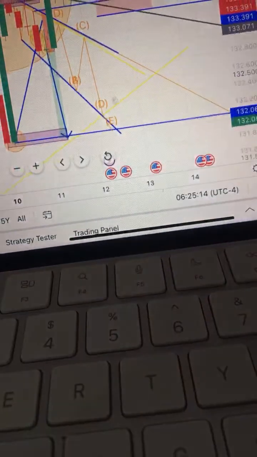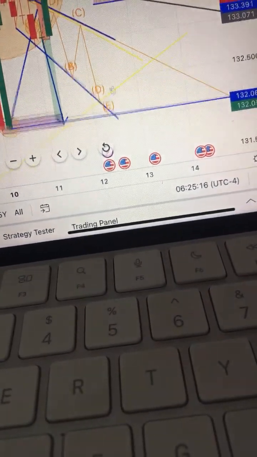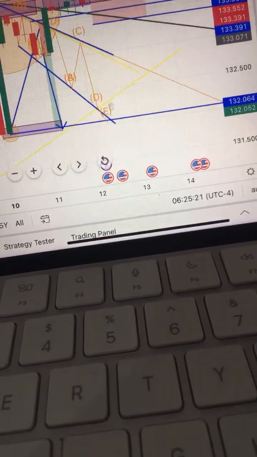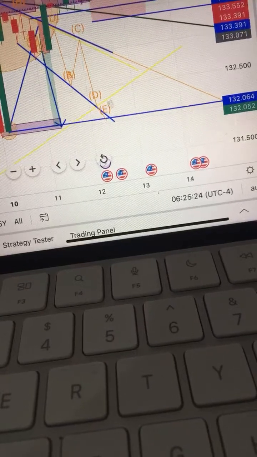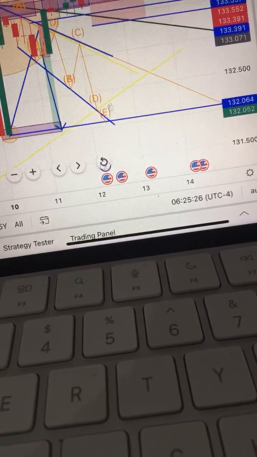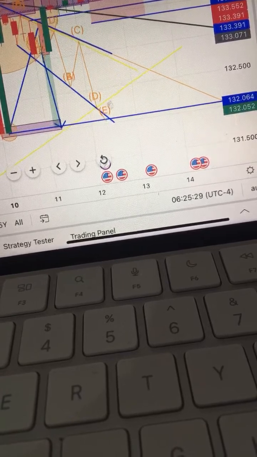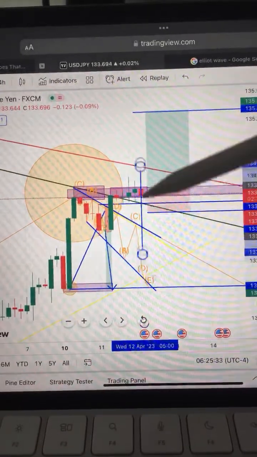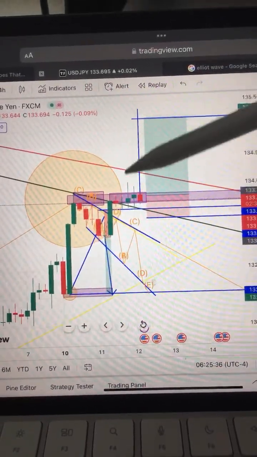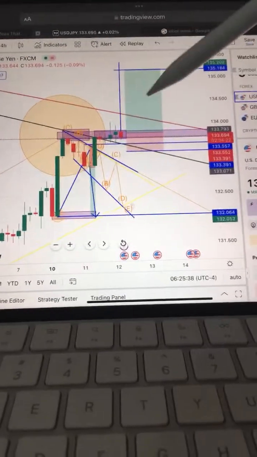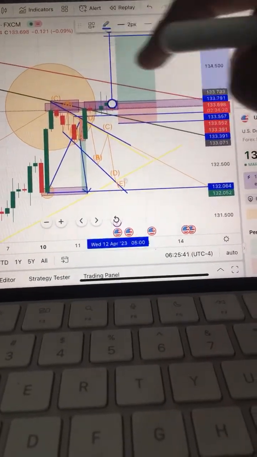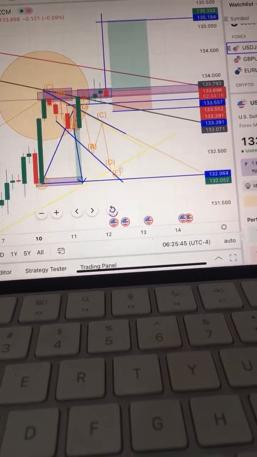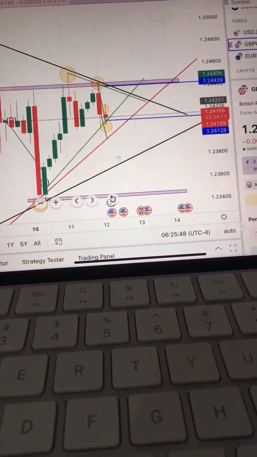Once I'm in profit, I'm out. So on the USD JPY, it is the same thing. I'm waiting for it to break this resistance. If it breaks this resistance, then I will enter with a buy. My take profit will be here. So I'm still waiting for it to break this resistance that is right here. Let me lock this. So it is a buy here.